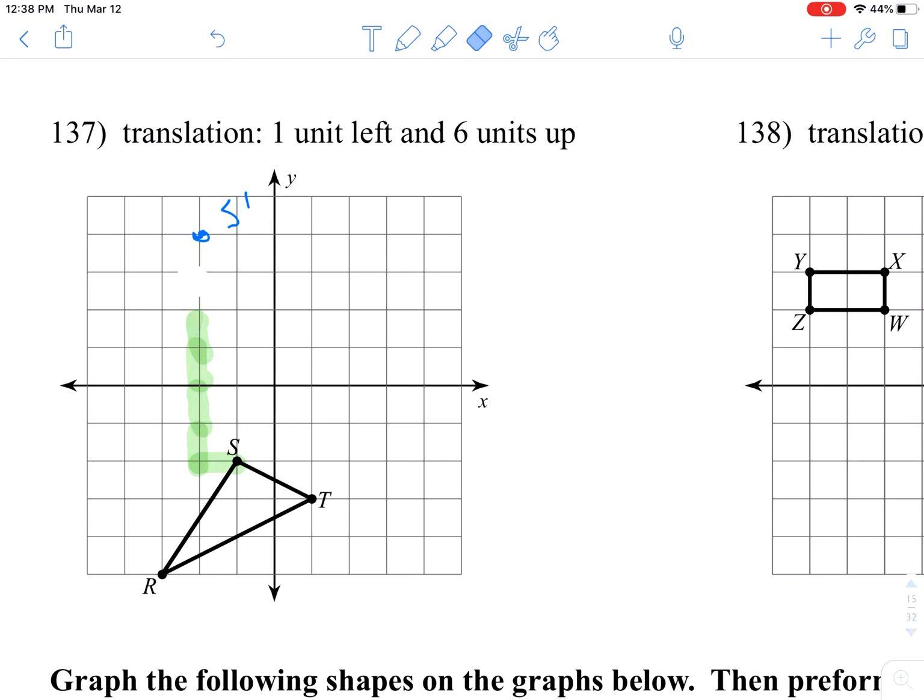So I'm going to do the same thing. 1 left, 1, 2, 3, 4, 5, 6. Same thing for R. 1 left, 1, 2, 3, 4, 5, 6.